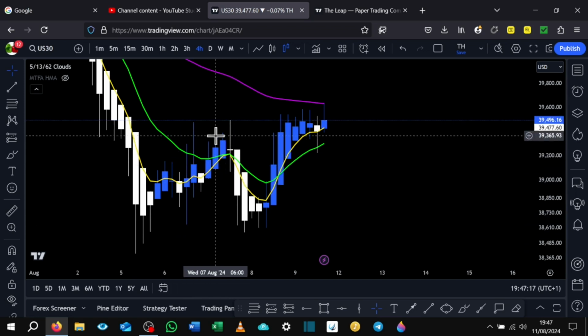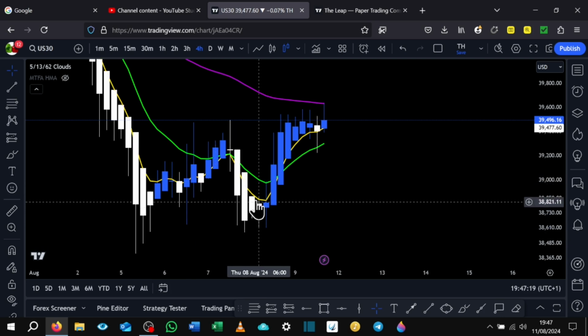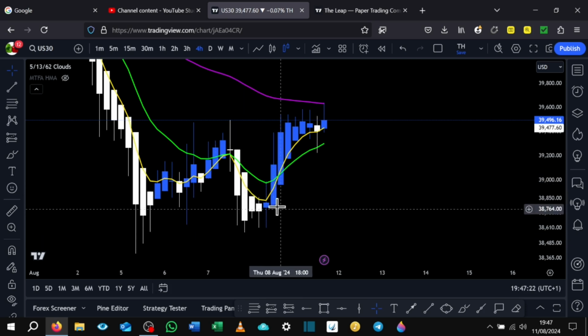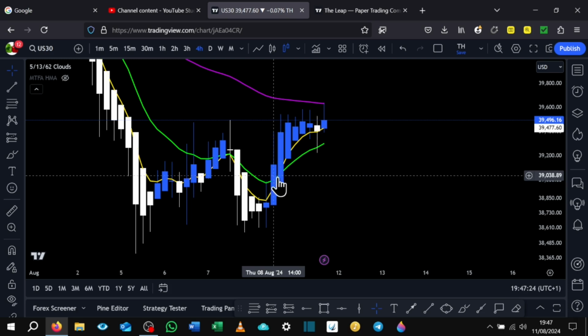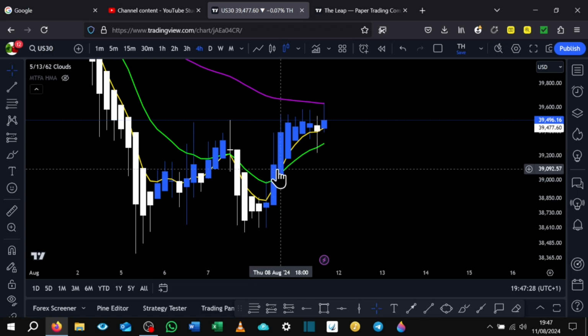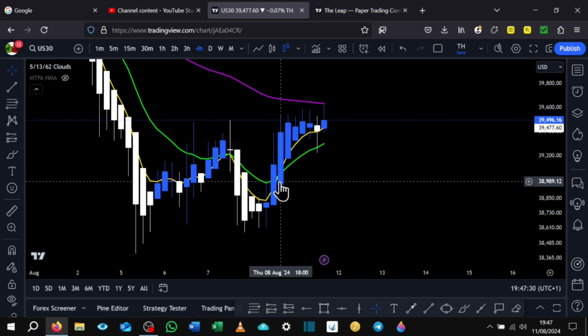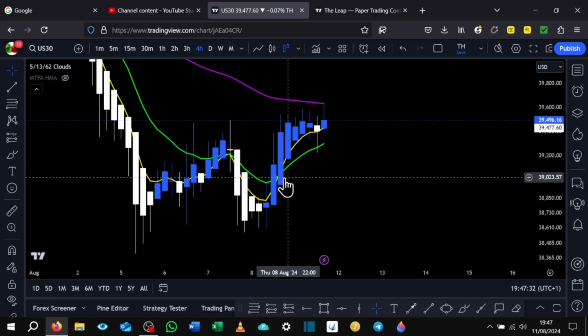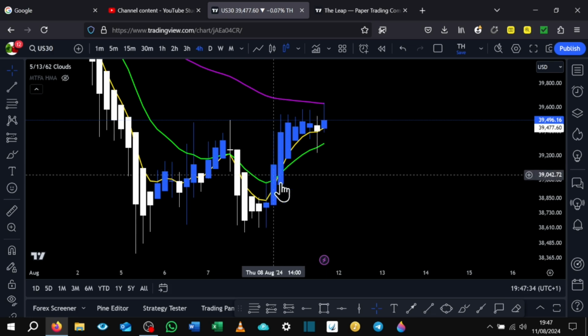It's taken out all these buyers. It took me out, and then it started to reverse. And then we've got another 5/13 EMA crossover. So I jumped straight back in for 2 buys here, and I'm currently in this trade at this moment in time.